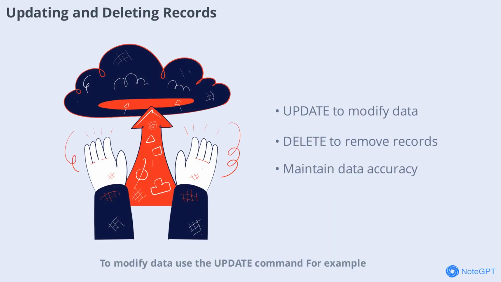To modify data, use the UPDATE command. For example, UPDATE emp SET salary = salary + 200 increases all salaries by 200. To remove records, use DELETE FROM emp WHERE designation = 'analyst'. These commands let you keep your data current and relevant.